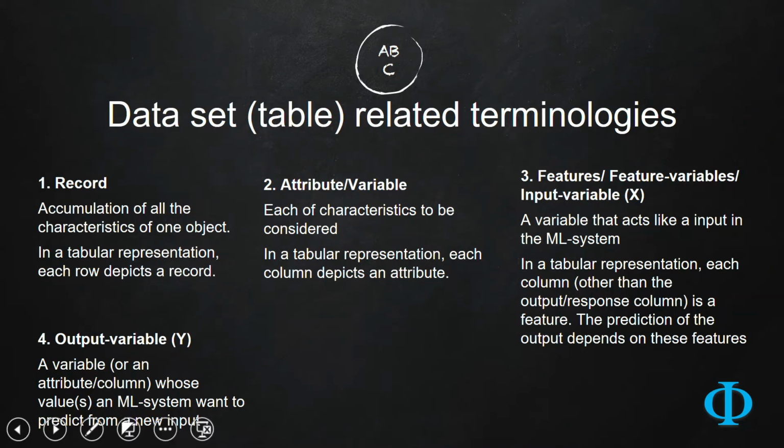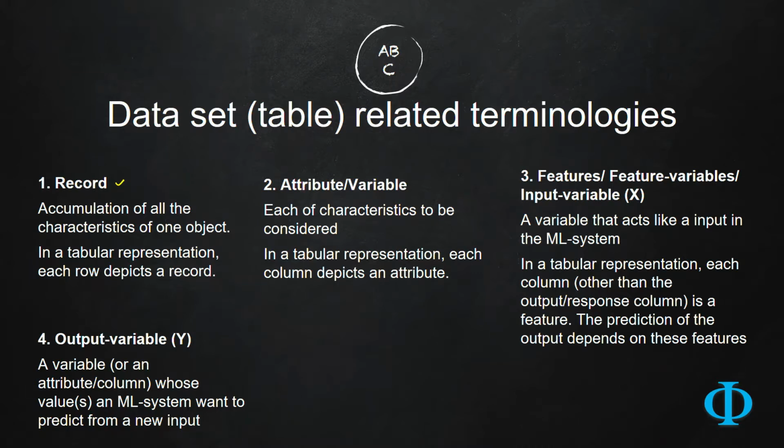Now let us clarify some dataset or simply table related terminologies. The first one is record. A record is an accumulation of all the characteristics of an object. In a tabular representation, each row basically depicts a record or an entire object.